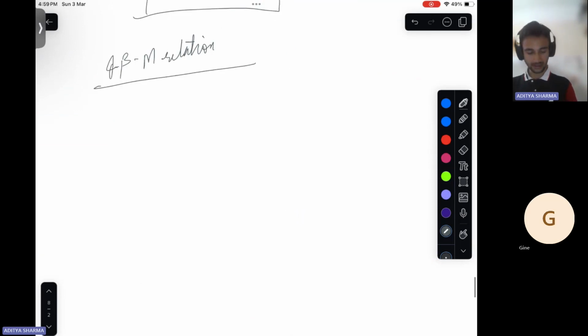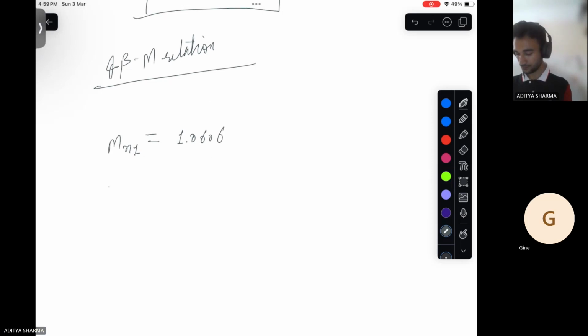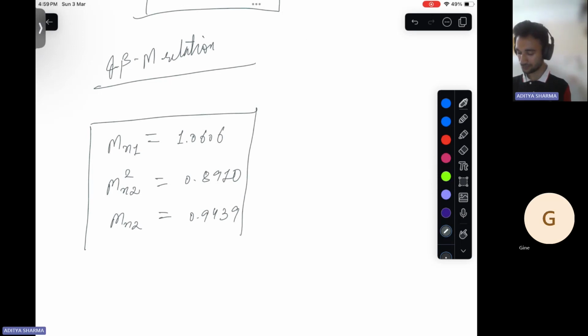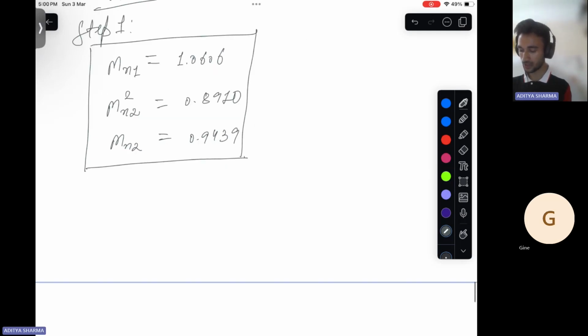So I'll just write down these calculated values, right? When you find out, first you find out Mn1, right? So it comes out to be 1.0606, right? From there you find out Mn2 square, which comes out to be 0.8910, right? And so Mn2 comes out to be 0.9439, right? This is step 1, for Mn2.